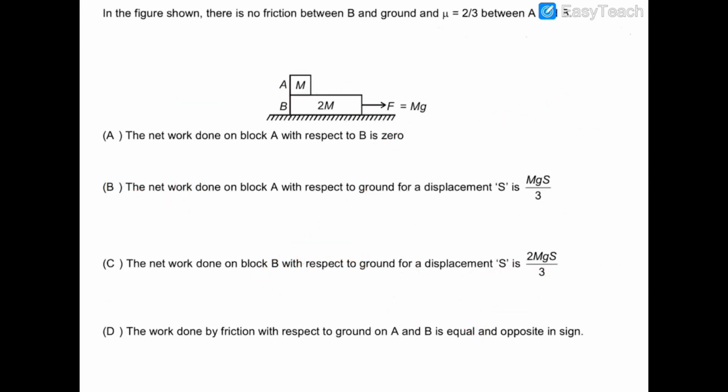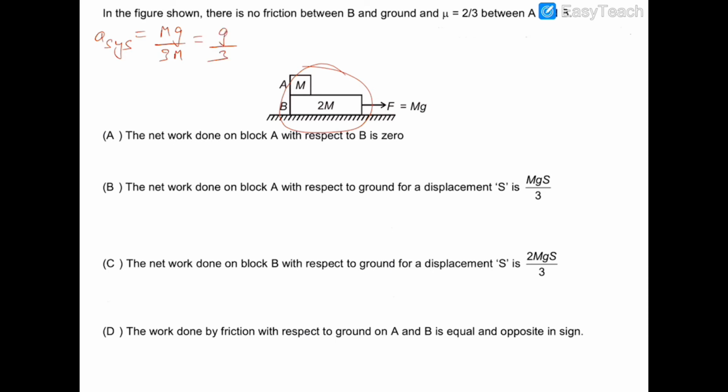In this question, there is no friction between the ground and block B, and the friction coefficient between A and B is given as 2/3. We need to check out these four options. So first of all, we are verifying whether they are slipping on each other or not, and for that I am finding out the acceleration of the system. So the acceleration of the system will be mg, which is external force, upon 3m. So it would be g/3.